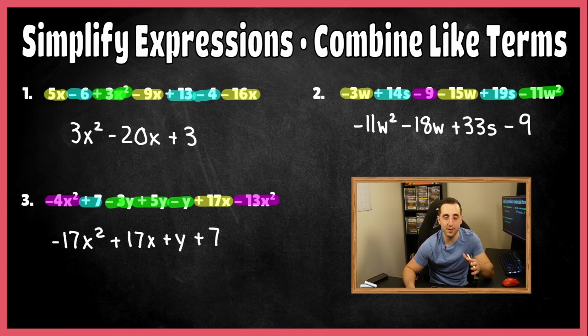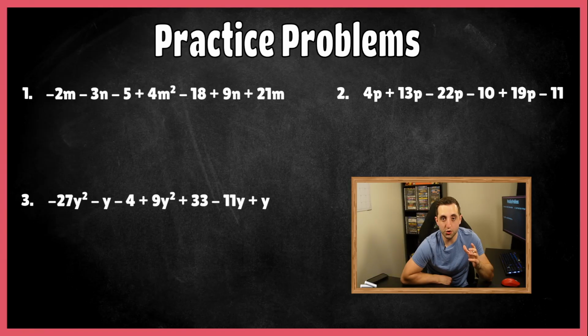Now let's go to the practice session where you try 3 out on your own on a separate sheet of paper. Now it's the moment of truth. Can you actually simplify expressions by combining like terms? Pause the video, try these 3 questions out on a different sheet of paper, and when you think you have all the answers fully simplified, come back and play the video and see how you did.